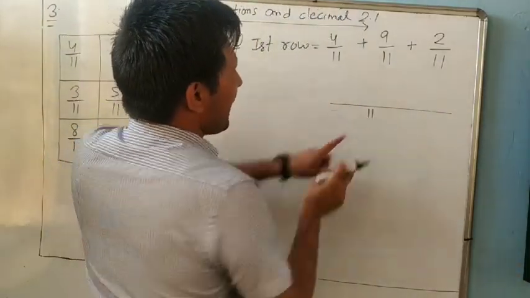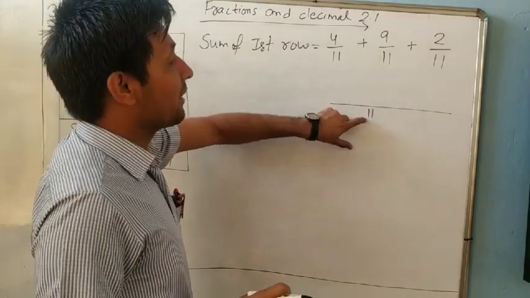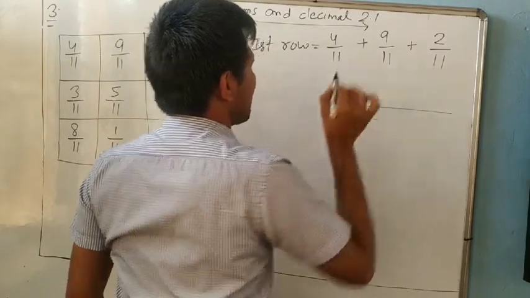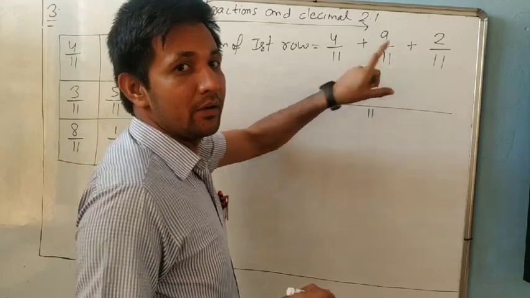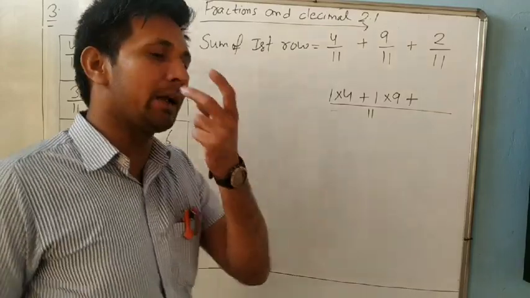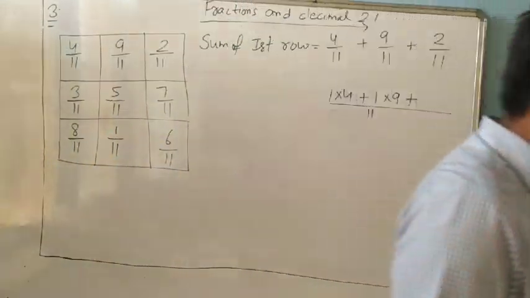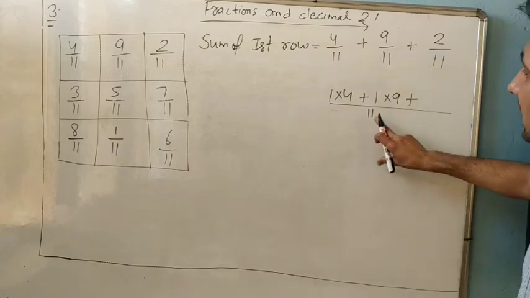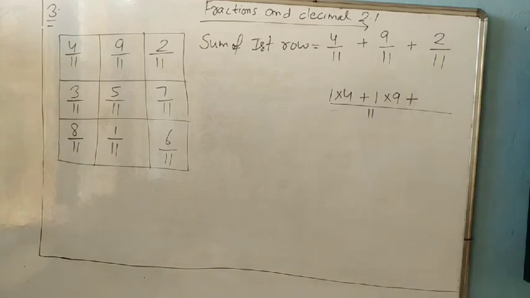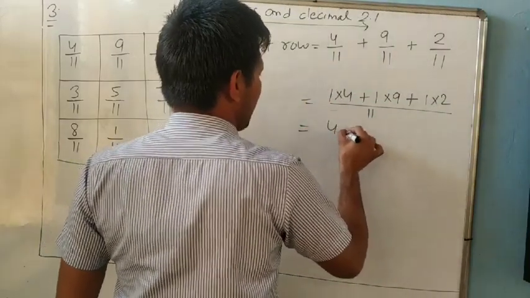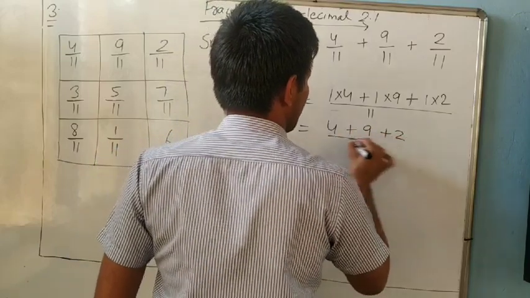So write LCM 11. Then LCM divided by the denominator: 11 divided by 11 is 1. So 1 into 4 plus 11 divided by 11, 1 multiplied by 9. Already in the first part we learned how to find the LCM and how to solve the fraction. Next, the LCM is divided by the denominator, 11 divided by 11 is 1, and 1 multiplied by the numerator. So what comes? 1 into 4, 4 plus 9 plus 2 divided by 11.